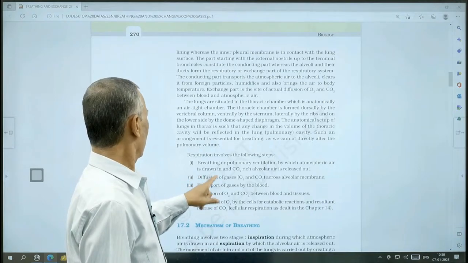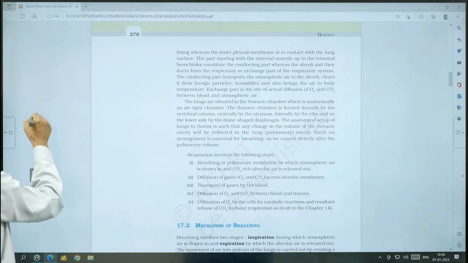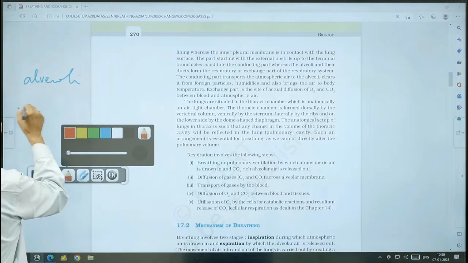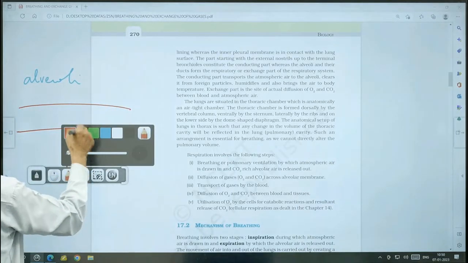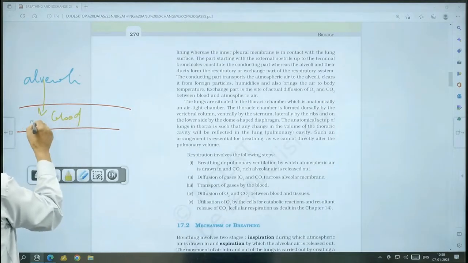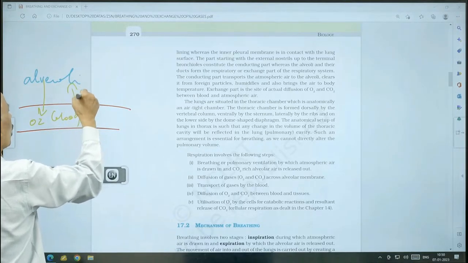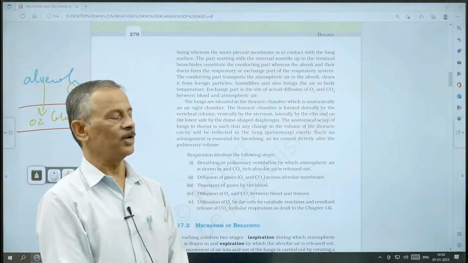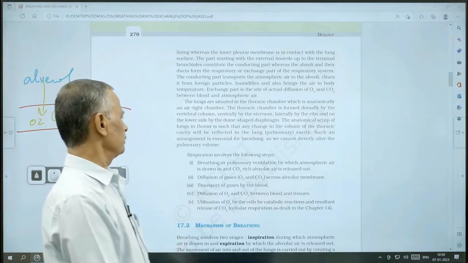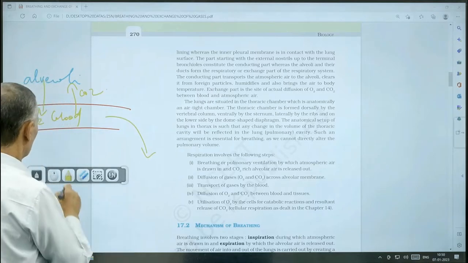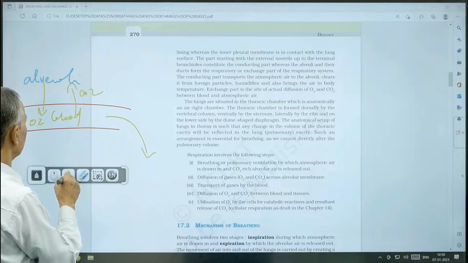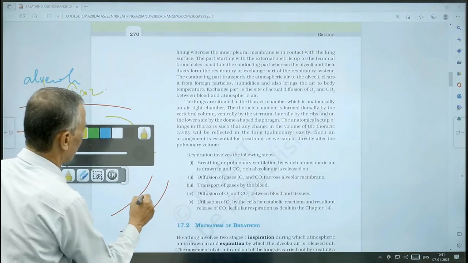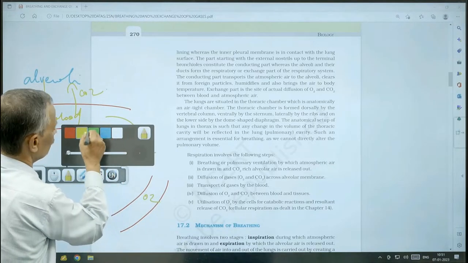Second one. The air that is now reaching the alveoli is exchanged with the blood. The oxygen comes to the blood, and from blood, carbon dioxide goes out. This is called diffusion. The diffusion that is occurring at the alveoli is a primary diffusion that is across the alveolar membrane. Now, the blood is transporting to every tissue of our body. And in the tissues, let us see what is happening. The oxygen in the blood is given to the tissues.